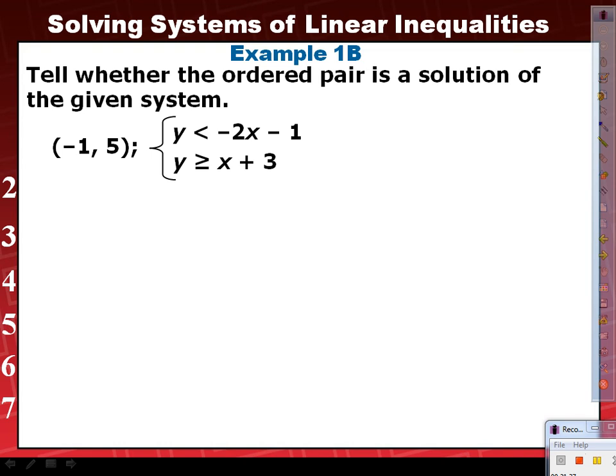Substitute both values, x and y, into each inequality, and it has to be true for both. If it's not true for both, then it's not a solution.